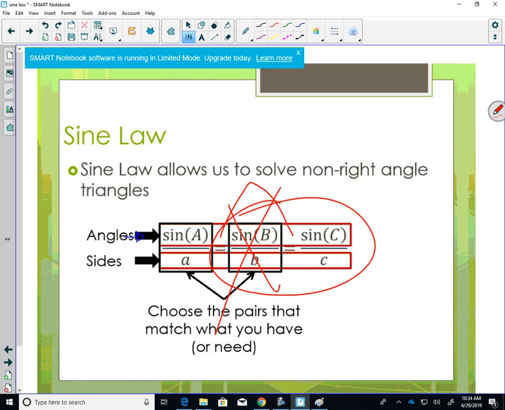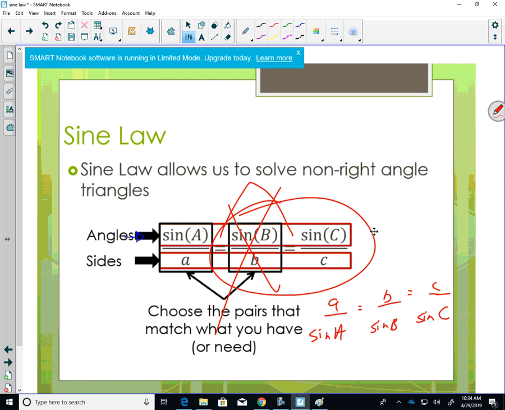Not only that, but you can also flip it upside down. If there's room on your sheet, I'd like you to write a over sine A is equal to b over sine B is equal to c over sine C. You can use either one. That is just the same formula, just upside down.